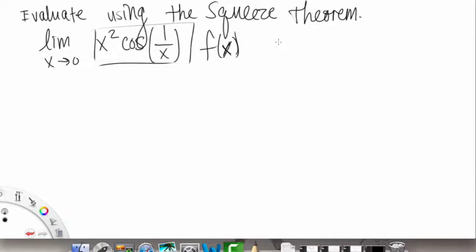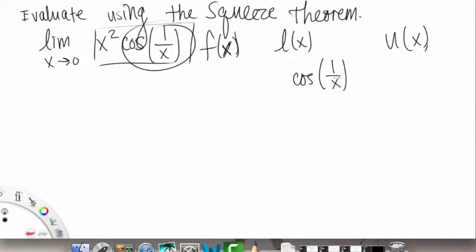So what we have to do is find a lower function, something that's always lower than this, and then an upper function as well, something that's always higher or above our given f of x. I'm going to start off by using our cosine here. Cosine and sine are very useful functions because they always stay between negative 1 and 1, on our unit circle. So we can say that this is always going to be in between negative 1 and 1.